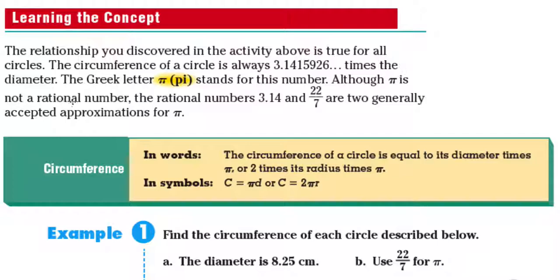Although pi is not a rational number, the rational numbers 3.14 and 22/7 are two generally accepted approximations for pi. When you talk about an irrational number, it cannot be a decimal nor a fraction. But since we are just approximating the value of pi, these are the two approximated values of pi that we will be using, 3.14 and 22/7.